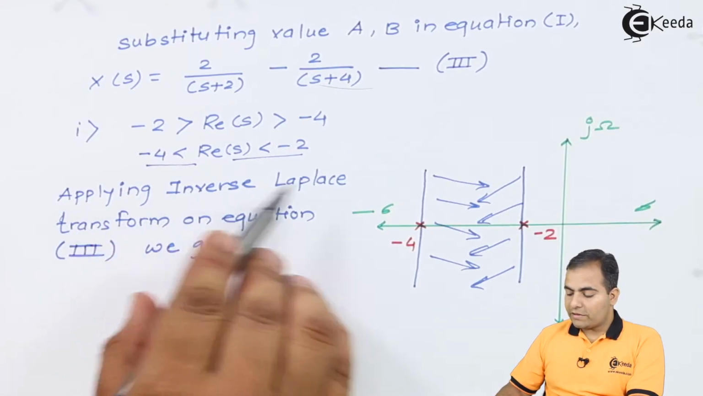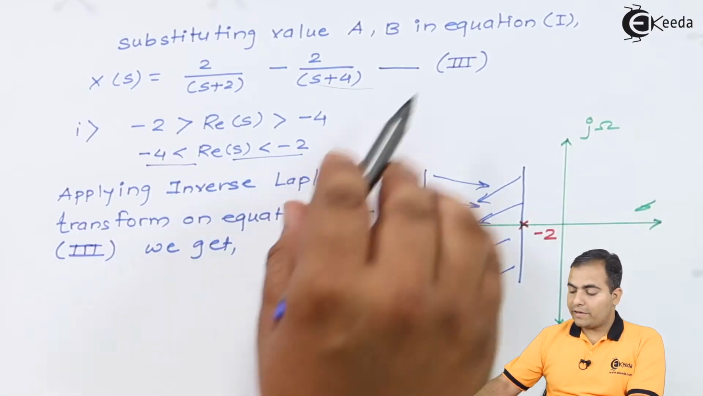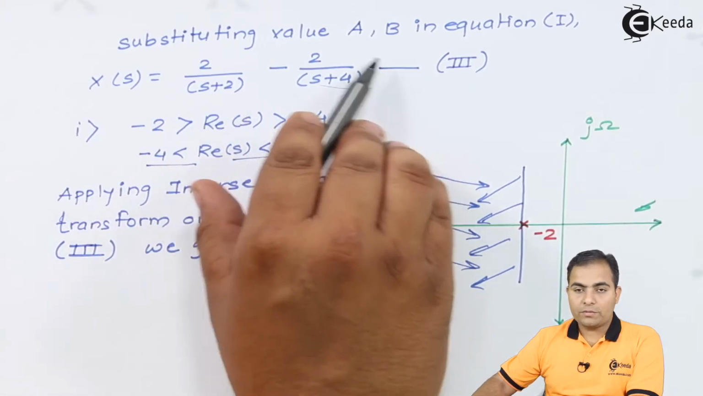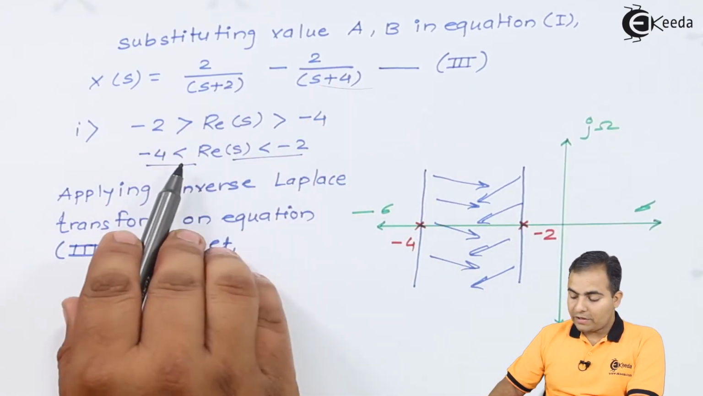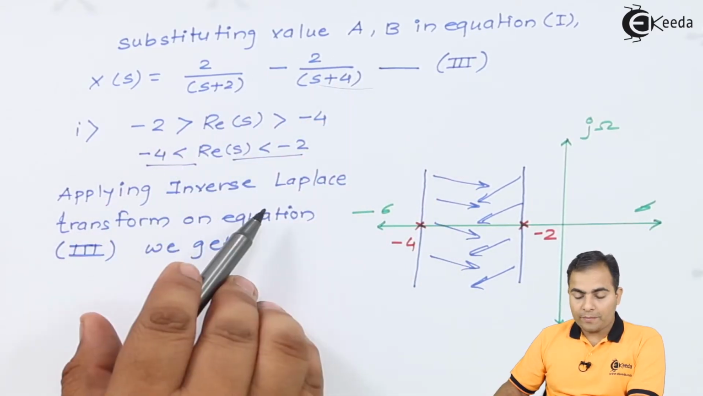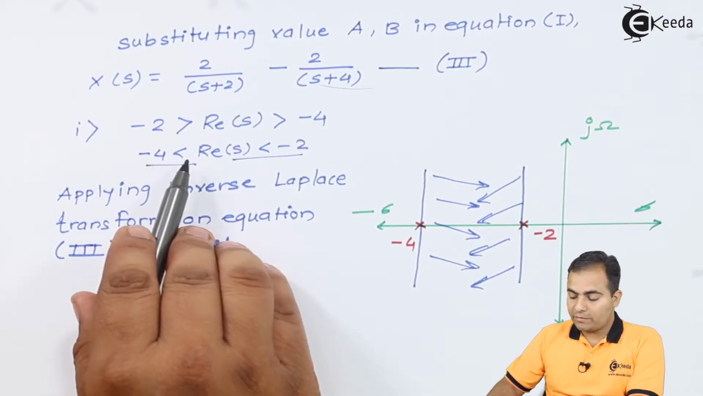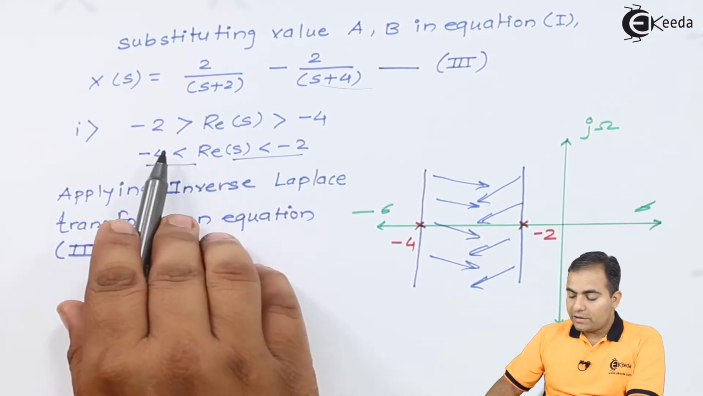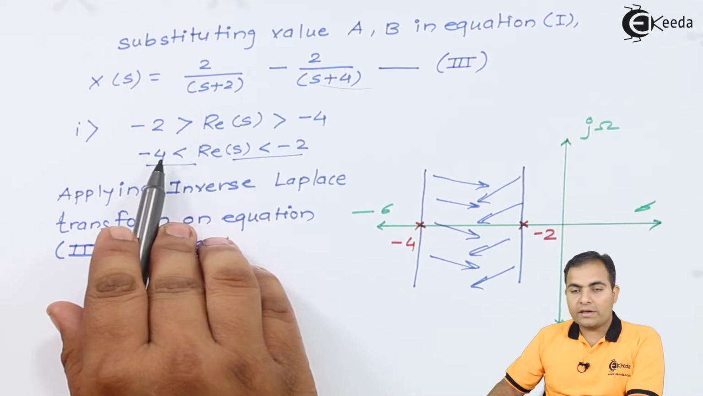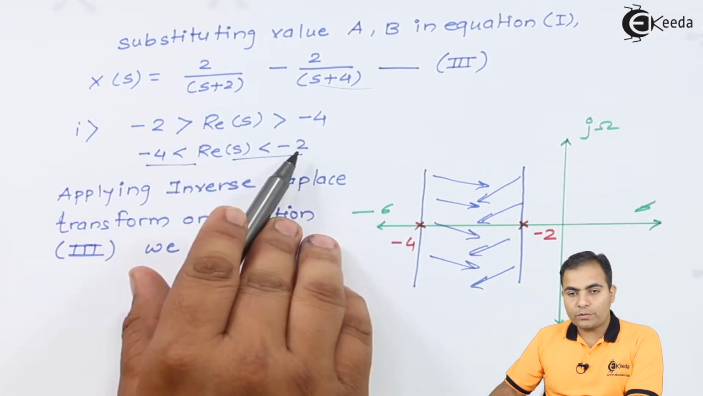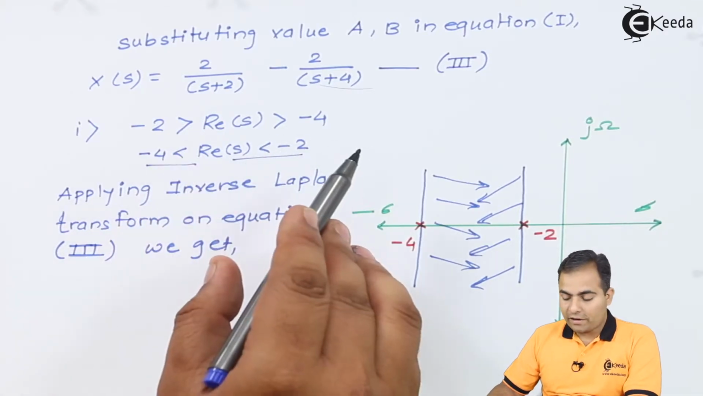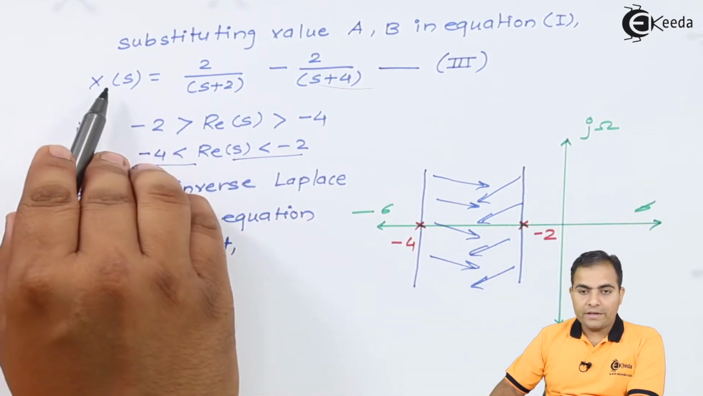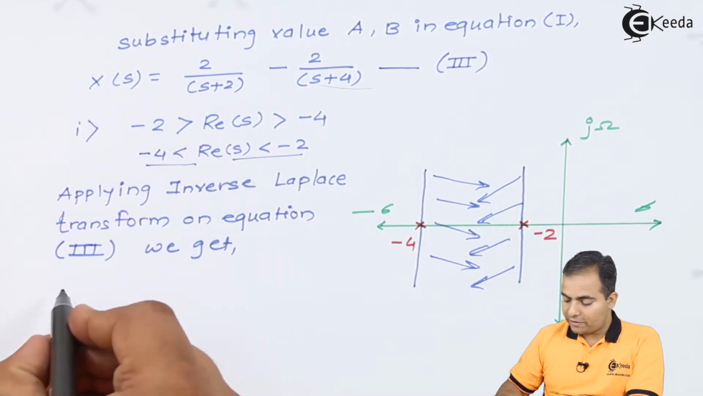So applying inverse Laplace transform on equation number 3, what will we get? I'm going to apply inverse Laplace transform on this equation, but our total inverse Laplace transform is completely based on the ROC. Here the ROC is such that the minus 4 pole has a right-handed ROC, whereas the minus 2 pole has a left-handed ROC. So first of all, inverse Laplace transform of X of s is x of t.